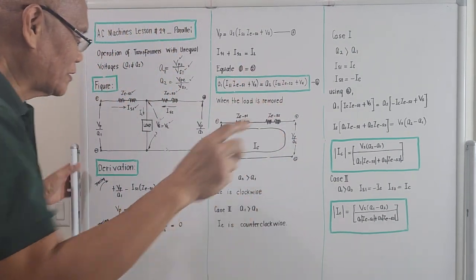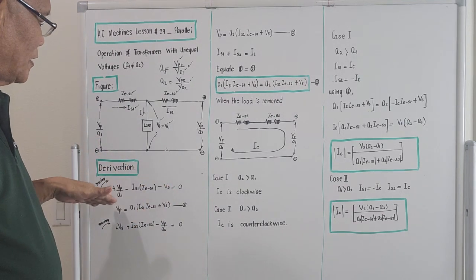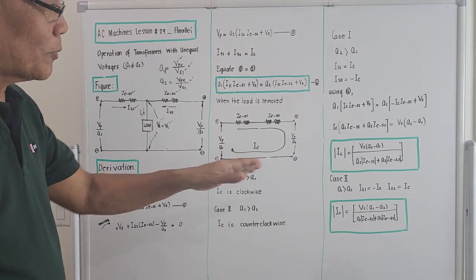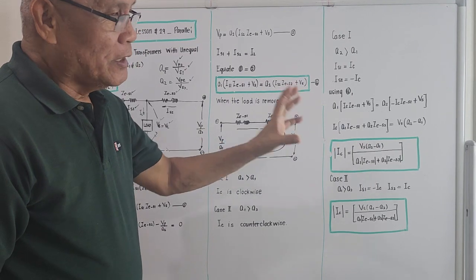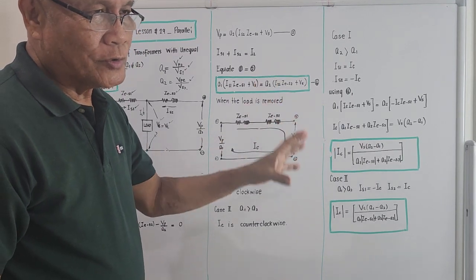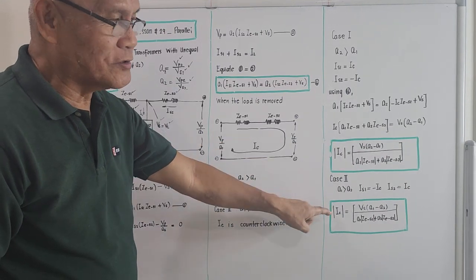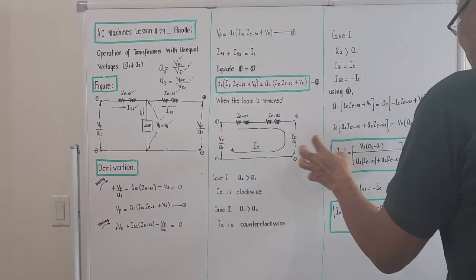Okay, let's go with the derivation. The main purpose of taking the summation of the voltages here is actually to bring out the formula and how to compute for the value of the circulating current if the ratio of transformations are not equal. There will be two cases, case number 1 and case number 2. These are the formulas, right?